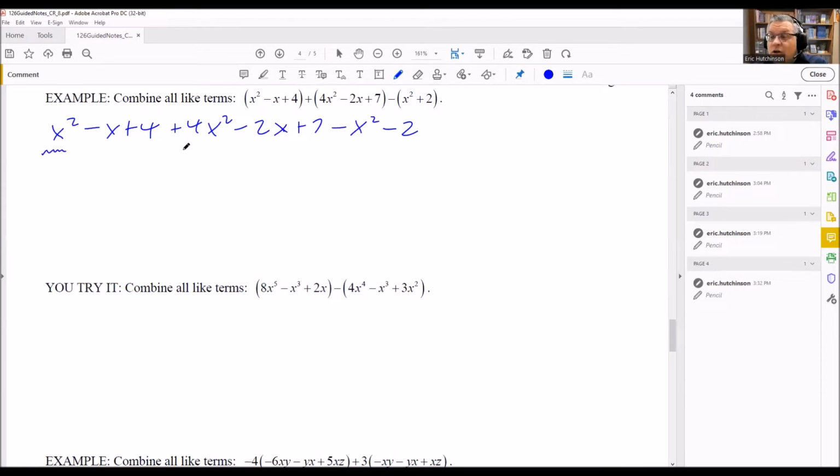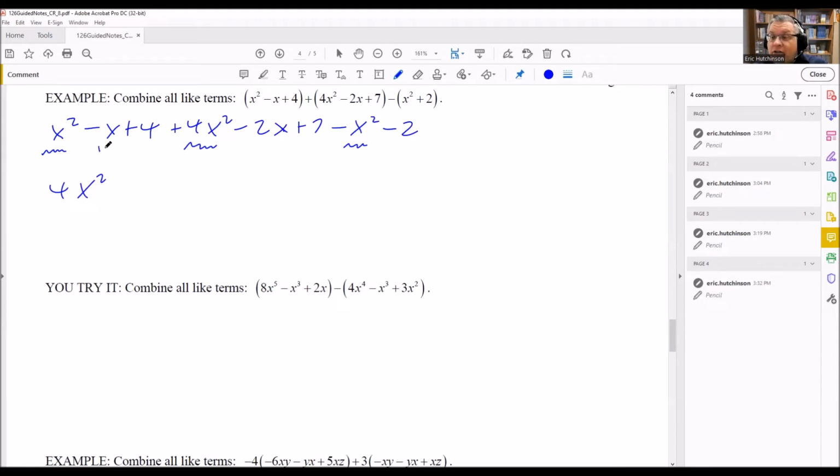We have x squared, x squared, x squared. We want to combine those 3 together. Well, x squared and minus x squared cancel each other out, so all that's left is a 4x squared. Again, we're always starting with the highest power and working our way down. So we did the x squares, and that combines to be 4x squared.